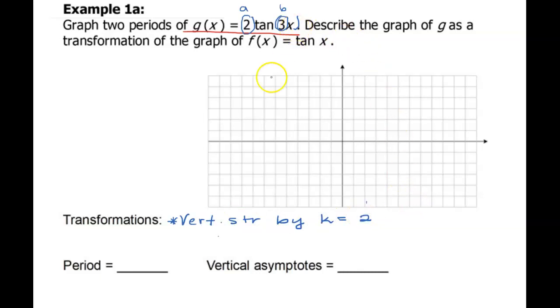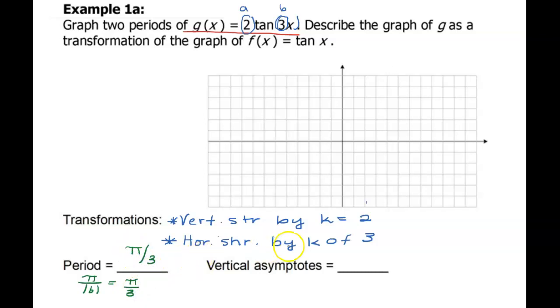And this b tells me, remember, when it's inside the parentheses, it's the reciprocal, so it's going to be a horizontal shrink by a scale factor of 1/3. So we have the transformations. My period is going to be pi over the absolute value of b. Remember, it's not 2 pi because our period for tangent is pi. Our b is 3, so our period is just pi over 3.